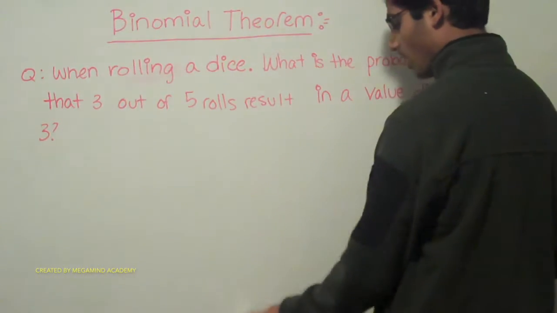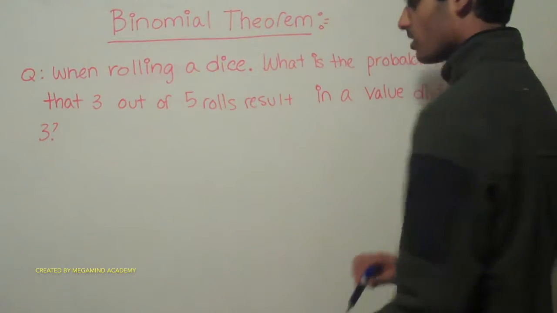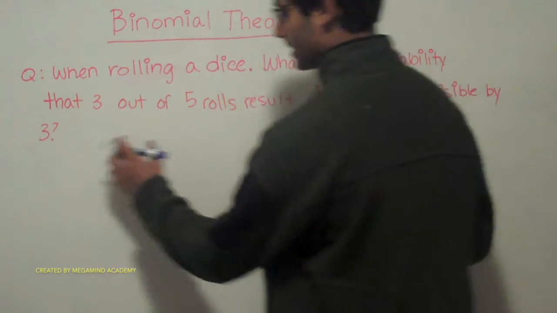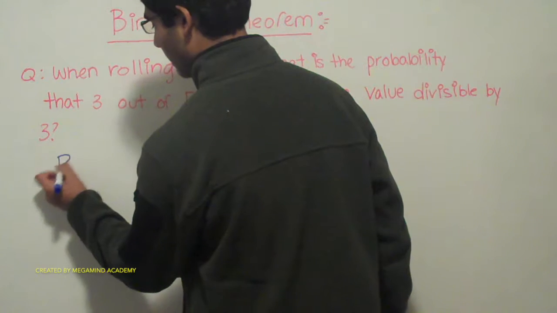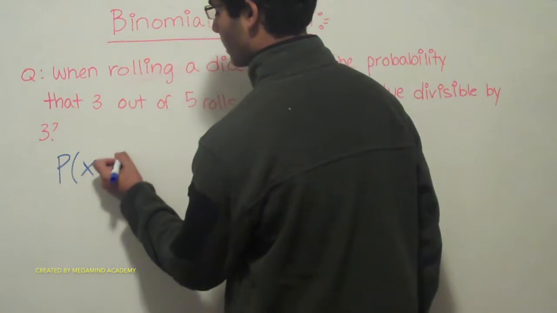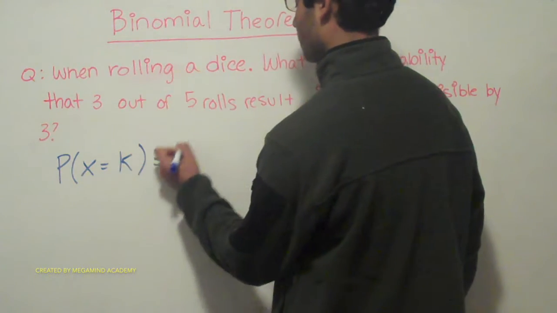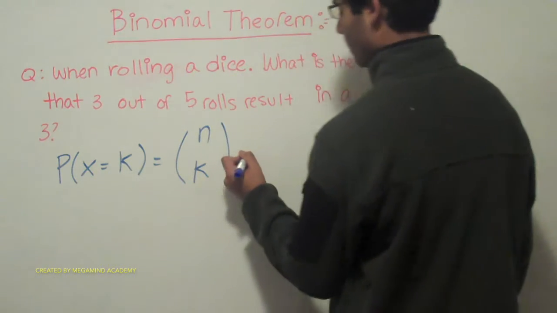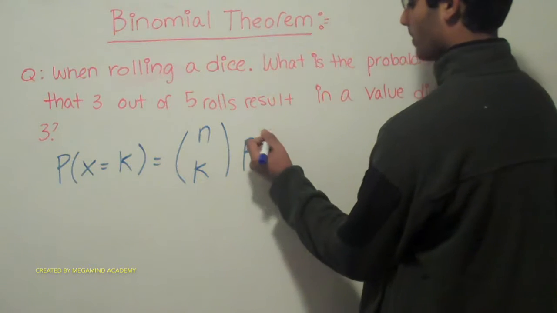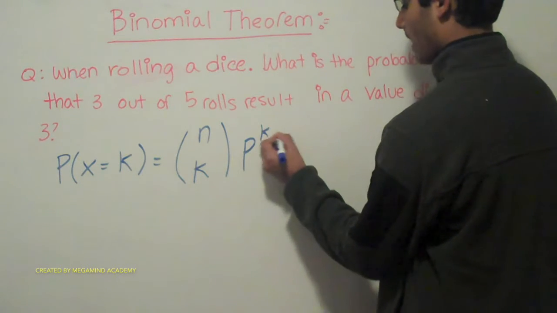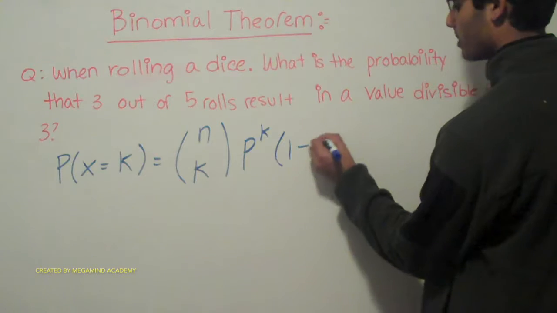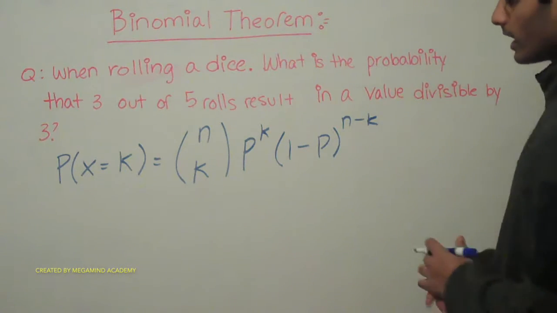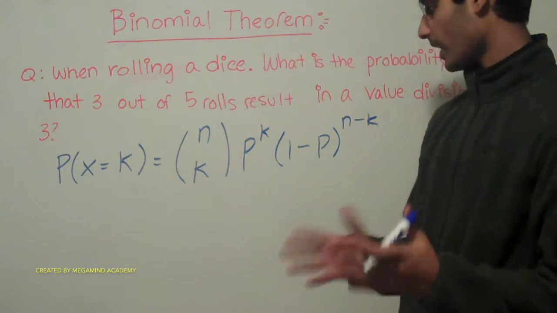Okay, so now on to the binomial theorem. So, what does the binomial theorem say? Well, it says that the probability that x equals k is equal to n choose k multiplied by the probability of a success to the kth power times 1 minus the probability of a success to the n minus k power. Okay, so this looks confusing, so let's just break it down.